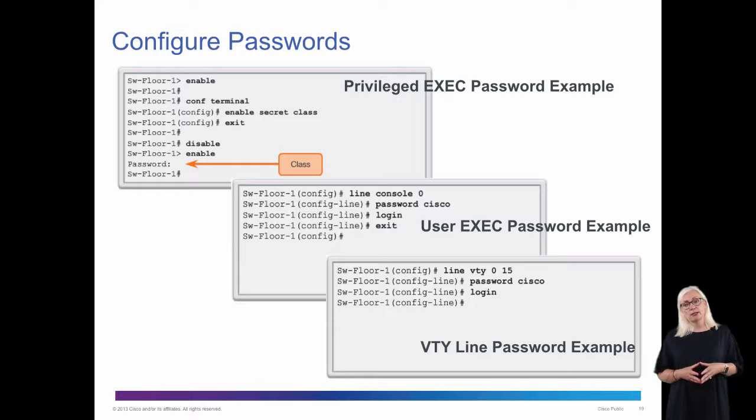If I want to set it on my Telnet or SSH connections, then I go to line VTY, which is the virtual line. In this case 0 to 15 will give me 16 simultaneous connections. I might set that down. If I know I'm the only one, I can put it to 5 or something like that. Then again the password, Cisco in this case, not a good password, but just as an example, and then the login. And then my passwords are set.